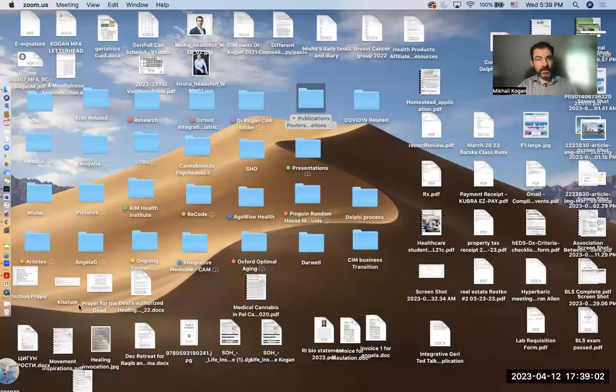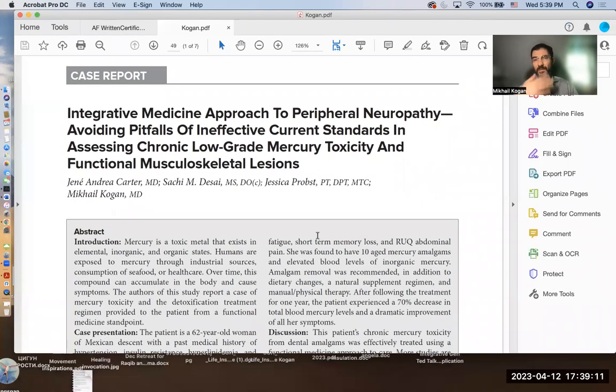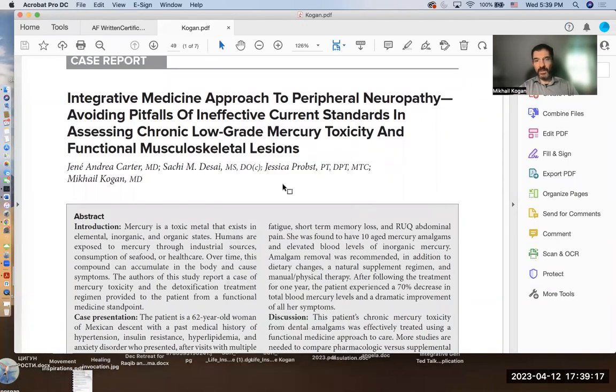So what I'm going to do here is share my screen and show you a case, and we're going to go through basically how the case came up, and I'm going to show you some of the key drivers based on this case. We published this case with the help of some of our medical students, and also Jessica Probst. You're already familiar with her. She has been on this channel probably more than once. Jessica is a physical therapist to whom we refer a lot of patients.